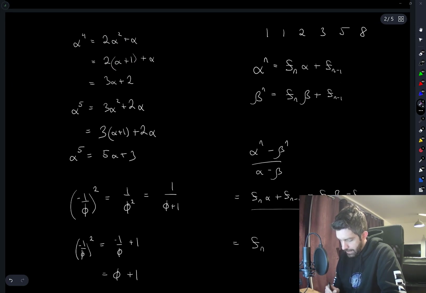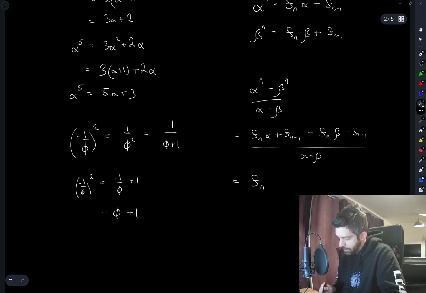And then I computed alpha to the 4, alpha to the 5, always just taking whatever alpha squared is on the right-hand side, replacing with alpha plus 1 and simplifying. And you notice that the coefficients on the alpha term and on the constant term are always going to be terms in the Fibonacci sequence. So I have this relation here that alpha to the power of n is equal to the nth Fibonacci term times alpha plus the n minus 1 Fibonacci term. Same thing holds for beta.